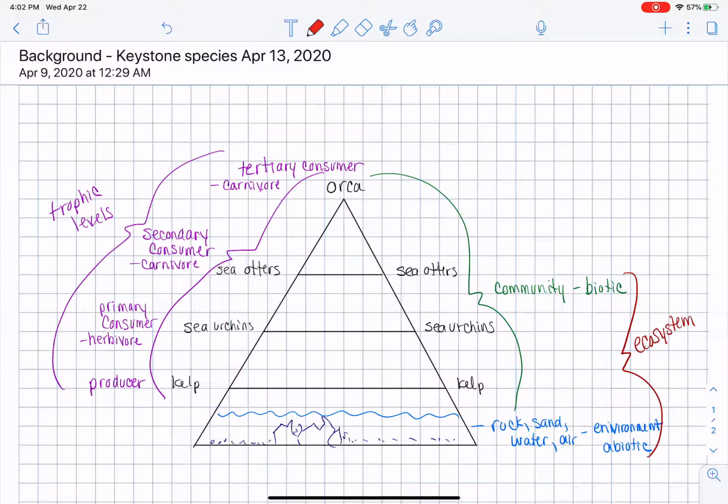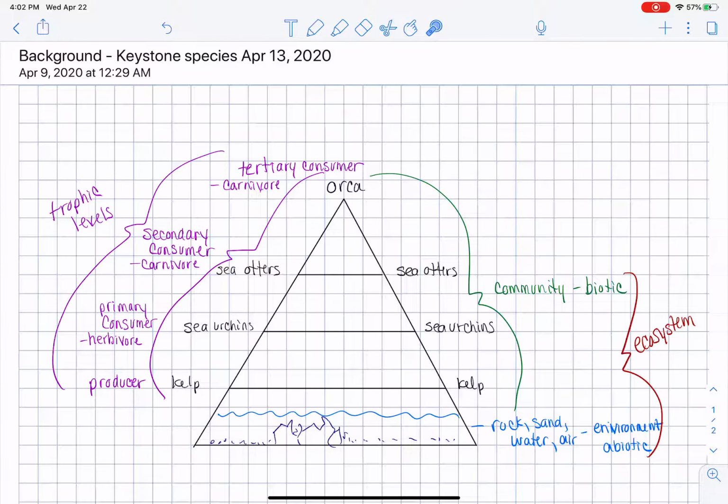Hi everyone. In this video, you will learn about the role that different species play in both a community and an ecosystem. You will learn about trophic levels, consumers, producers, and how they interact with one another. In this diagram, you first will see a triangle that is called a food pyramid, if nothing else.